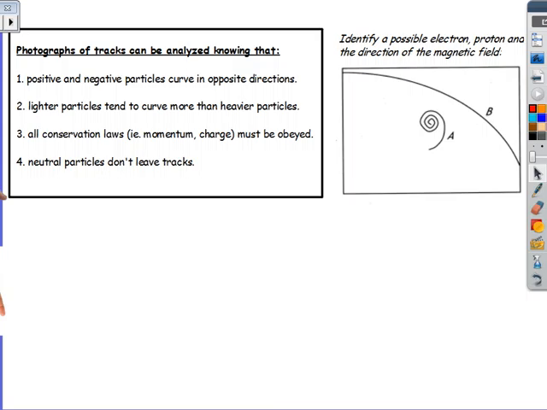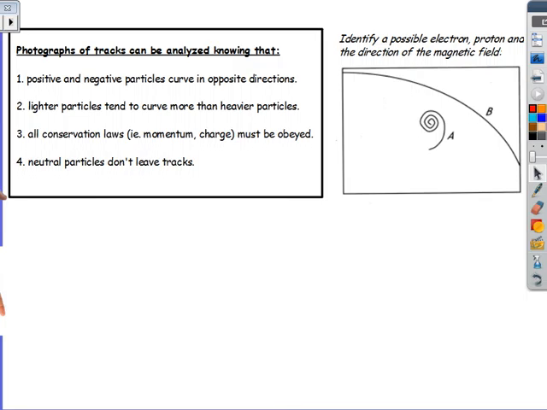Lighter particles tend to curve more than heavier particles. Heavier particles have more momentum, and so it's a lot harder to change their direction. All conservation laws must be obeyed. That's important. If we have a neutral particle that all of a sudden hits something and splits, we can't form only a positive particle. We need charge to be conserved as well as momentum. And neutral particles don't leave tracks.